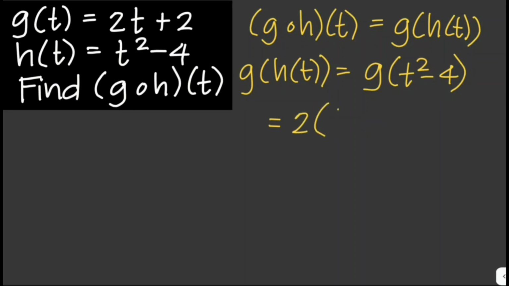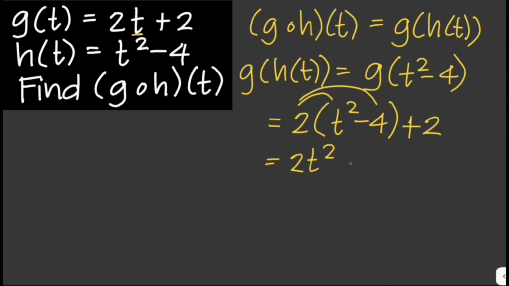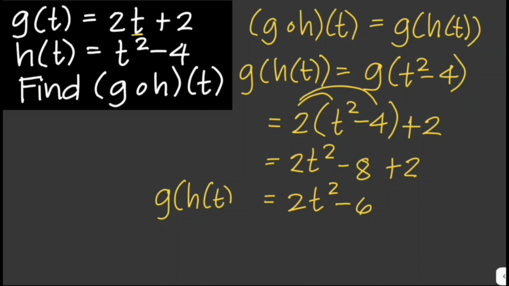So 2 times t squared minus 4. We replace t with t squared minus 4, plus 2. Then we distribute 2 to t squared minus 4. So this would be 2t squared minus 8 plus 2. This is just 2t squared minus 6. So this is our g of h of t.